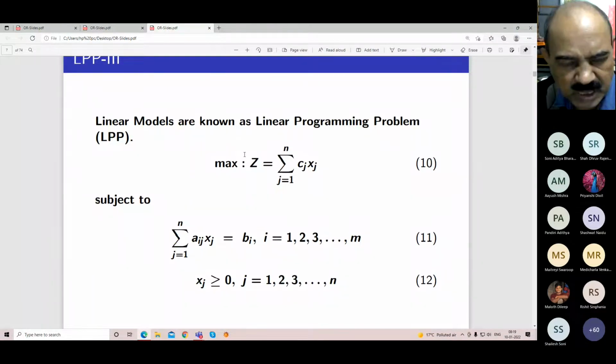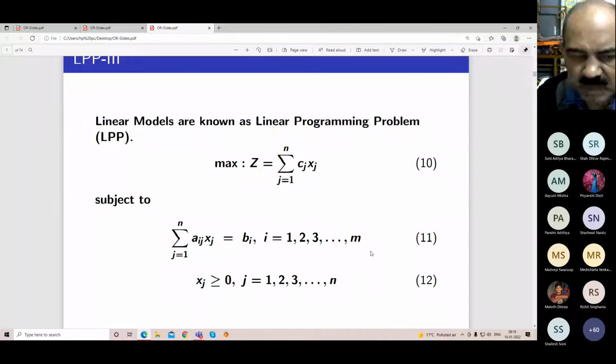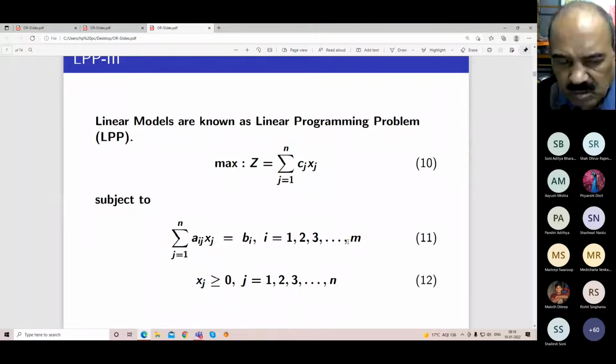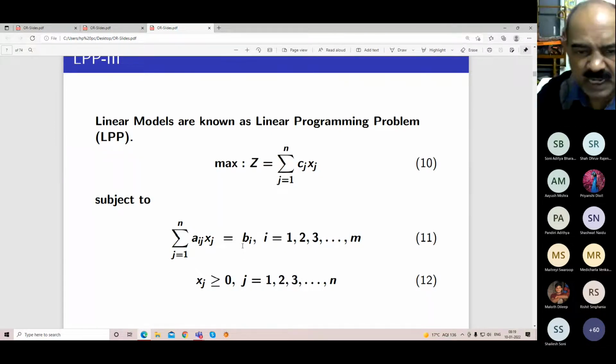But generally, since n is more than m, the number of unknowns, the number of variables x1, x2, xn, are more than the number of equations. So this may not happen always. In some cases it may happen: if the number of equations equals the number of unknowns and the system is consistent, we have only a unique solution, and that is the optimal solution.